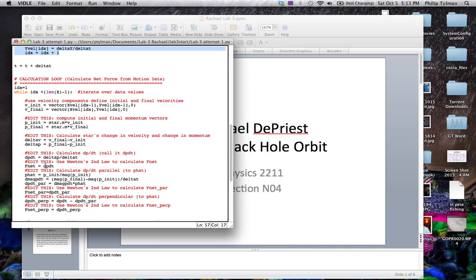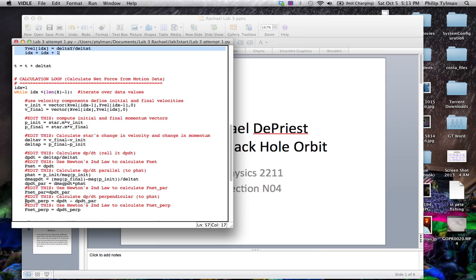And we know that F net is equal to change in momentum over change in time. We then find p hat by basically getting the initial momentum over the magnitude of the initial momentum, so it's the unit vector for the momentum. And we use this to find the magnitude of the change in momentum over change in time. And this is the parallel aspect of that. So we know that F net parallel is equal to change in momentum over change in time parallel.